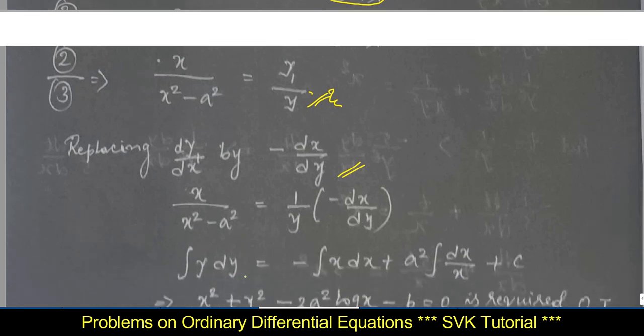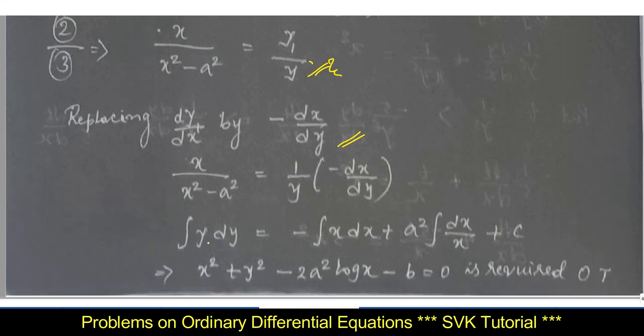After separating the variables, integrate with respect to that variable. We are going to get the integral of y dy, which is equal to minus the integral of x dx plus a square times the integral of dx by x, plus c, the integral constant. The integral of y is known to us, that is y square by 2. Here the integral of x is x square by 2. The integral of 1 over x is log x.